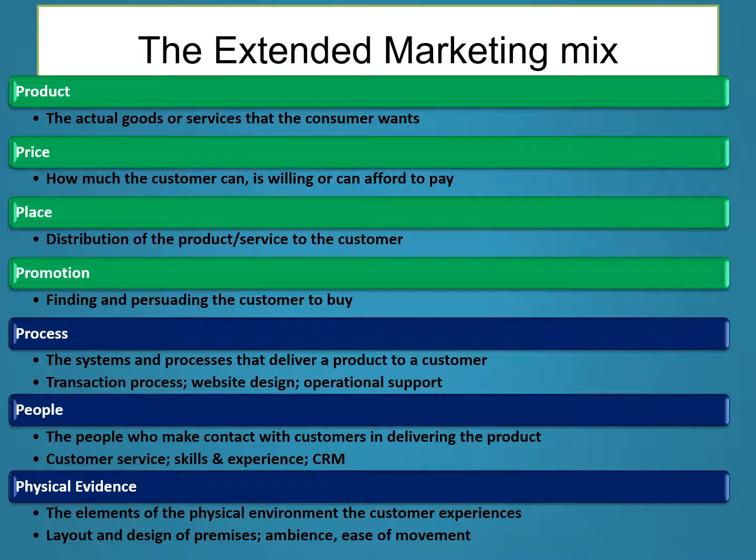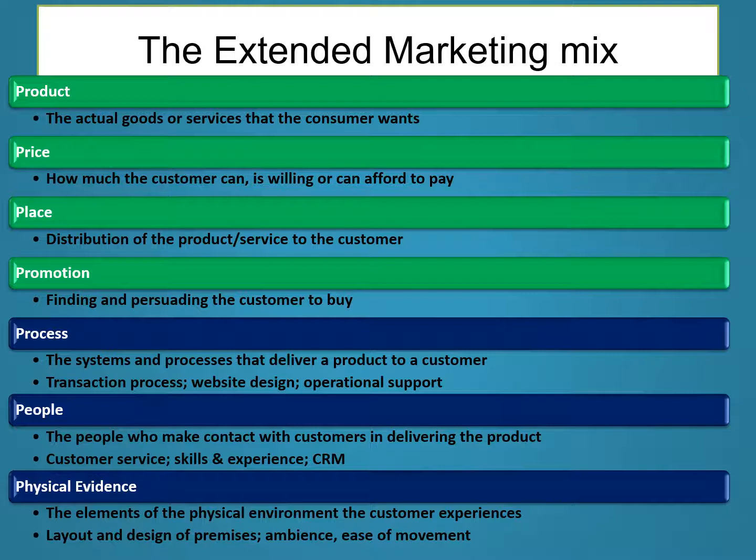Now, additional to that, we've got the extended part, which is the processes, people, and physical evidence. So this takes it up to the 7 Ps. Process is basically systems and processes to deliver the product to a customer. So how it goes from being made all the way through to the customer having it in their hands. So think about transaction, web design, operational support, manufacturing.